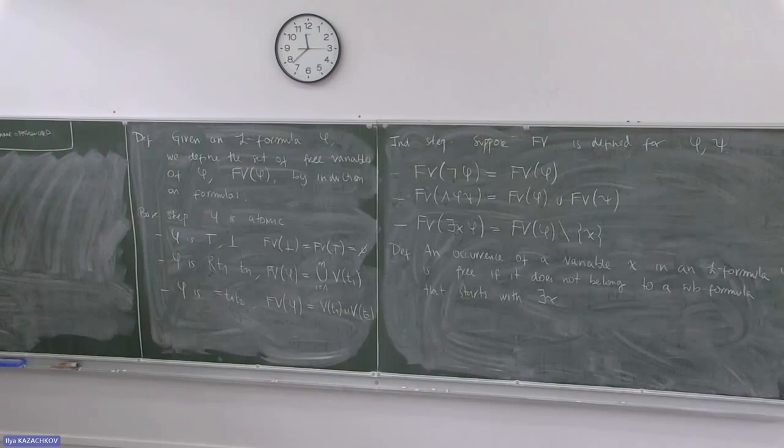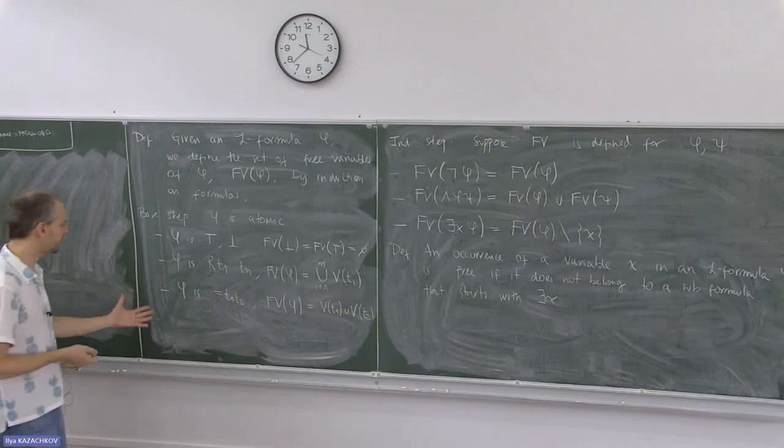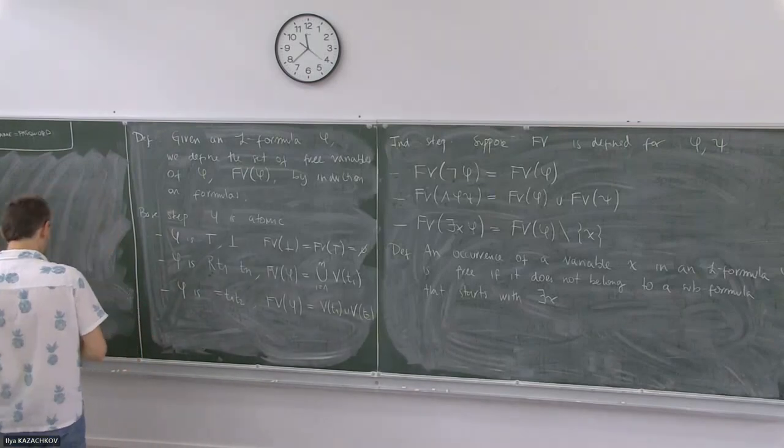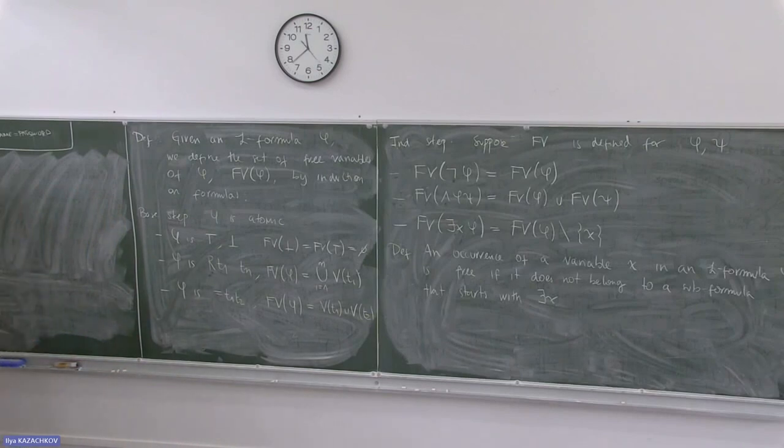Our convention of writing, of course, exactly as with terms and with formulas, the way I define it is only to make it easier for us to prove these unique readability theorems. But in practice, I won't write formulas like this, right? We write phi and psi instead of this notation, right? Phi psi.